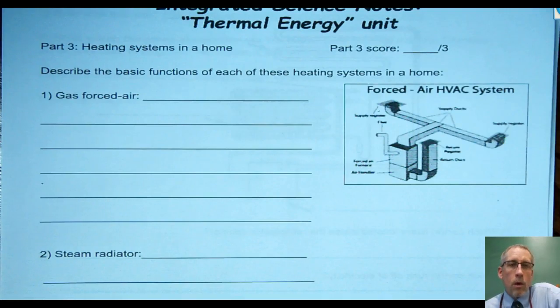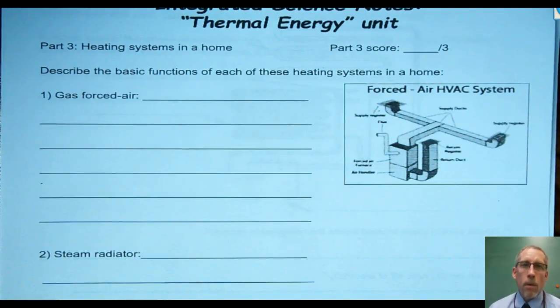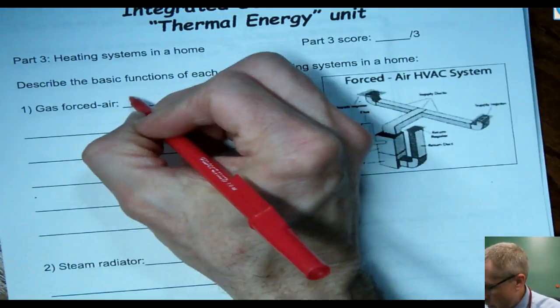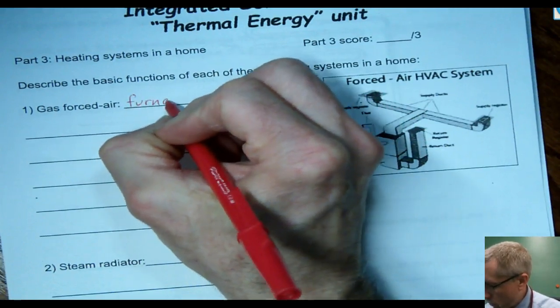And so one thing I'd like you to be able to do when you're done is to identify which system you have wherever you live, and then you can kind of see around the house the different parts. So I'm going to start with probably what most of you have in your home, and that's called a gas forced air furnace. And so you'll typically just call this the furnace.